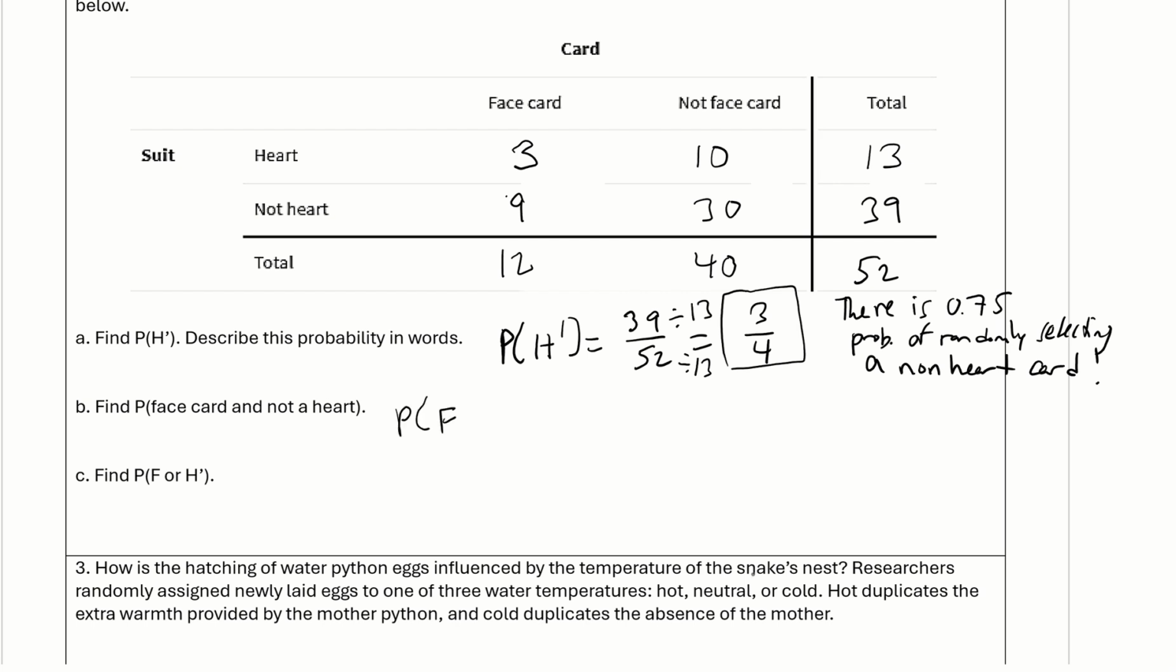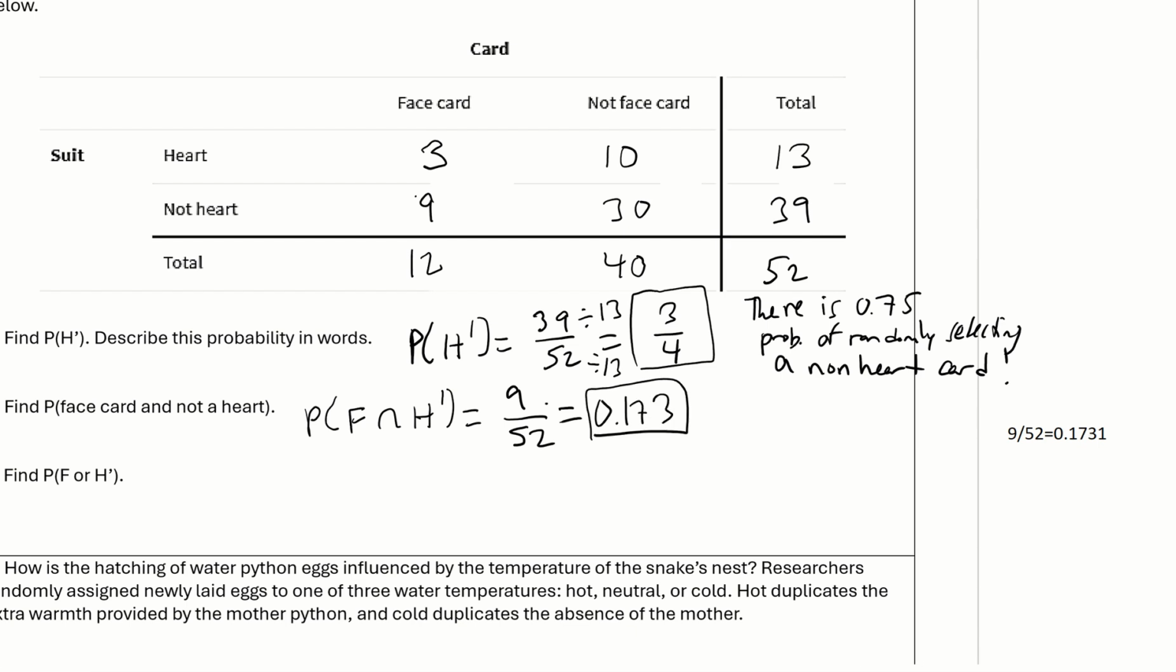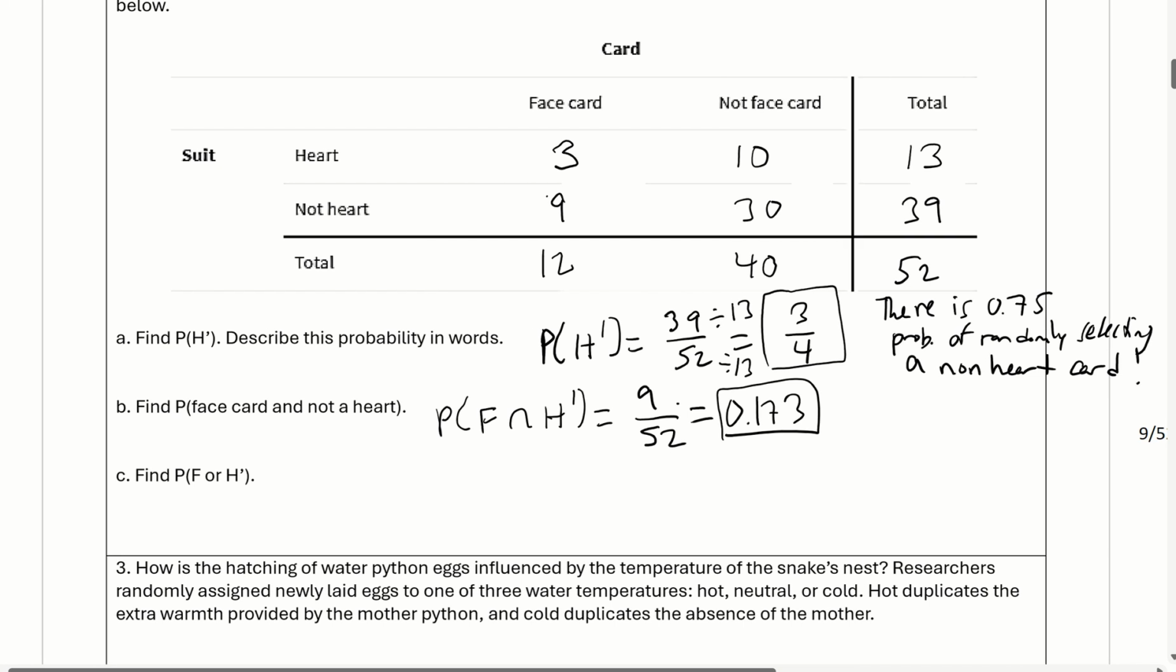So probability of face card and H prime. So non-hearts and face cards. So that's got to be this one, non-heart and face. So there's 9 of them. 9 out of 52. If we divide, well, we can't divide by 3. So let's just do this as a decimal. 0.173. Okay. 9 out of 52, you can't reduce it, so it should be good like that as well.